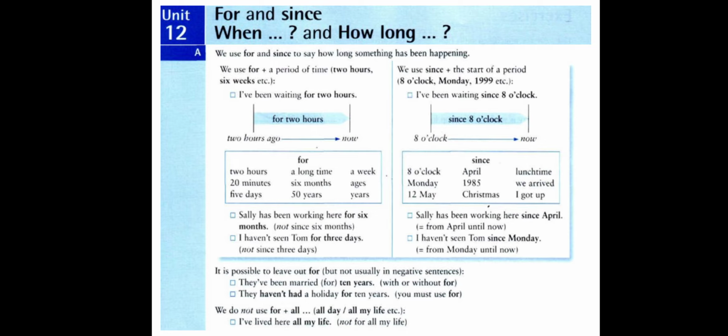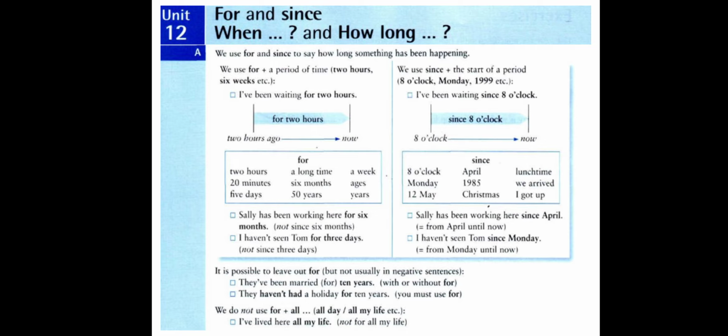Since Christmas. From Christmas until now. So Christmas is the beginning of the action, so we say since. We use since. Since I got up in the morning. I got up at 7 o'clock in the morning. Means since 7 o'clock in the morning. So I got up is the beginning of the action. So we say since I got up.